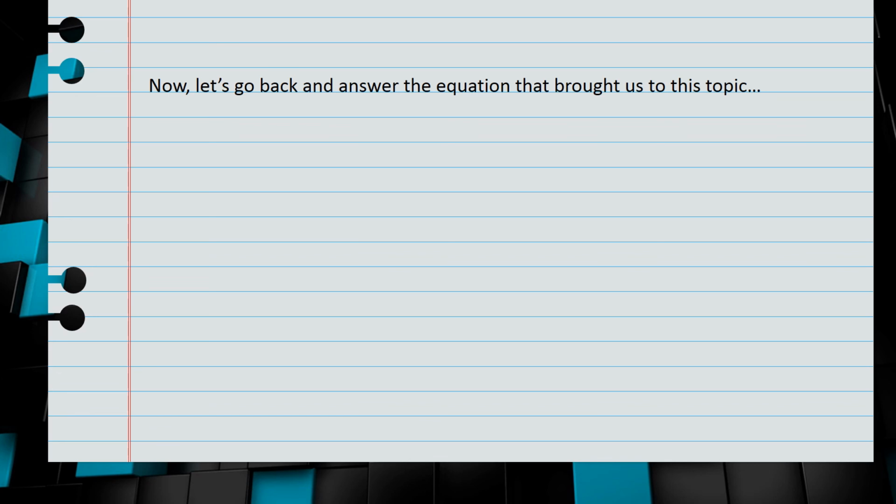Now, let's go back and answer the equation that originally brought us to this topic. We were looking at 3x squared equals negative 12. Now in this equation, notice we only have x squared, so we need to isolate it. In order to get x squared by itself, we need to divide the left side and the right side by 3. When we do so, that gives us x squared equals negative 4. Now, although we've gotten x squared by itself, I want to get x by itself. So how do you undo squaring something? Well, you take the square root.